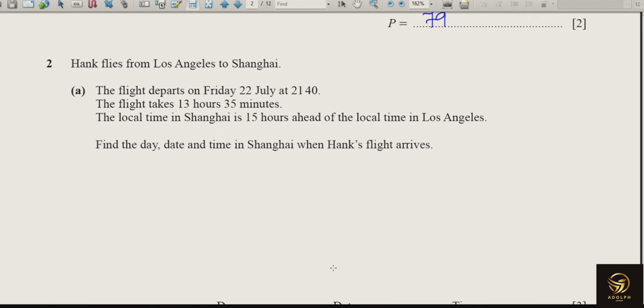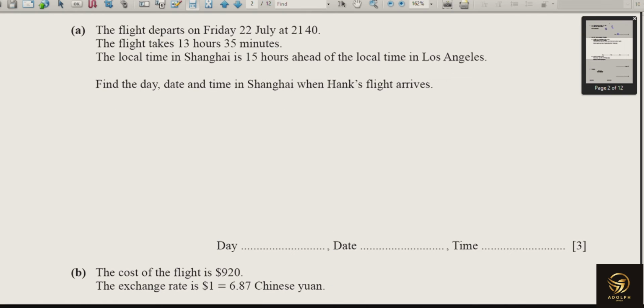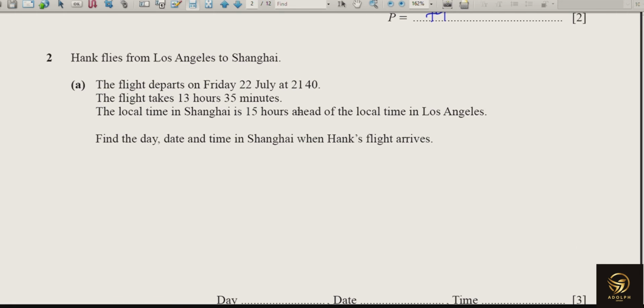Hong flies from Los Angeles to Shanghai. The flight departs on Friday, 22nd July at 21:40. The flight takes 13 hours, 35 minutes. The local time in Shanghai is 15 hours ahead of the local time in Los Angeles. So from Los Angeles to Shanghai, first it is starting at 21:40. Flight timing is 13 hours, 35 minutes. Then it is 15 hours ahead of it. So I should add all these numbers.